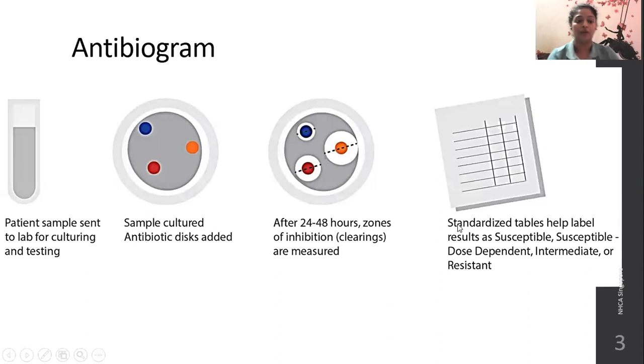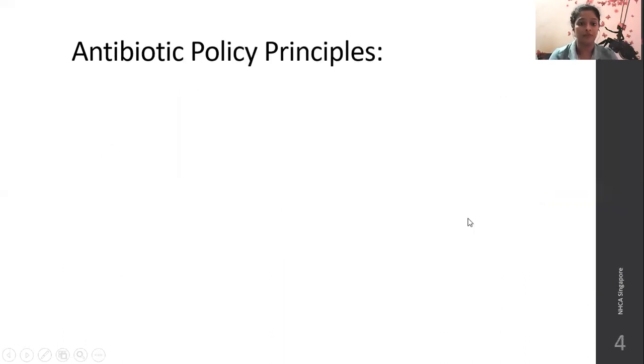So what is an antibiogram? Here you can see a patient sample is sent to the lab for culturing and testing. The sample is cultured and antibiotic discs are added. After 24 to 48 hours, zones of inhibition will come into play. According to that, you can understand which antibiotic will act on these microorganisms. So a standardized table with the results labeled such as susceptible, dose dependent, intermediate, or resistant classification of microbes, and what antibiotics should be used in these cases. So that's the antibiogram.